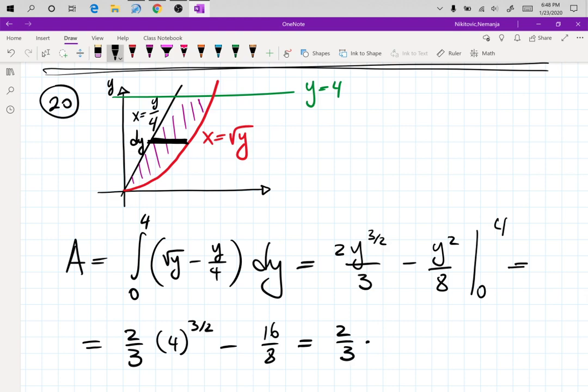2/3 times, and now we have to calculate 4 to 3/2. Half is a square root. Square root of 4 is 2. 2 cubed is 8. So this is 8. Minus 16 divided by 8 is 2. So 16/3 minus 6/3 is 10/3. So the hope is that the answer is 10/3 on this one.